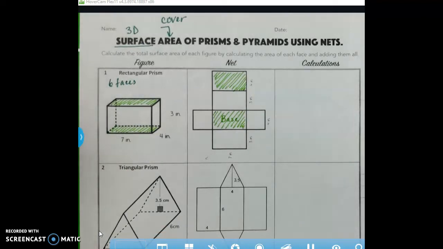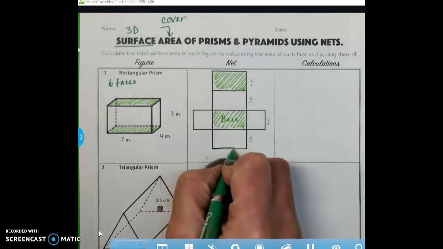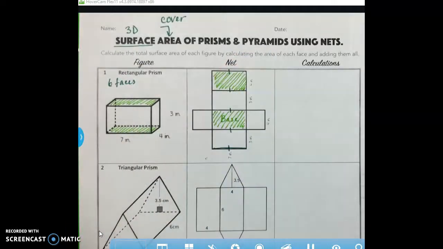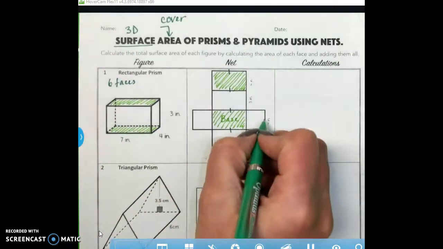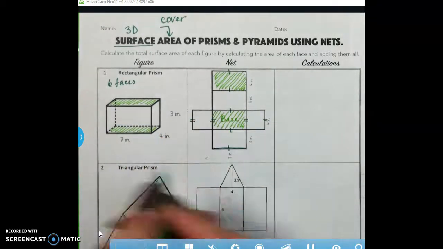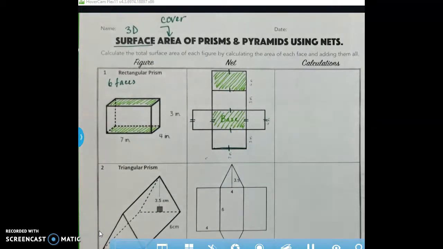All right, so we do have the labels, the measurements already here. As you notice, just like with any composite shape, we do not see a lot of the same measurements repeating. So for example, this measure is 7. That means this, this, this, this, and this measure is 7 as well. If this measurement is 4, that means this is 4, this is 4, and this is 4. It also just helps to keep your work really neat.